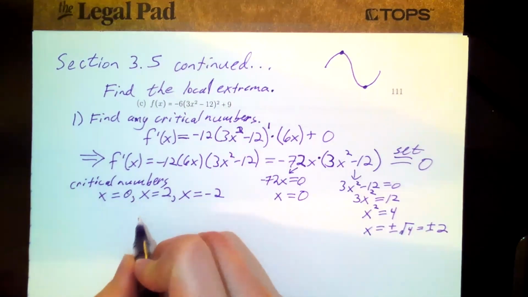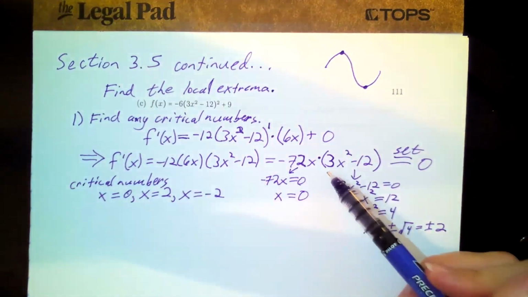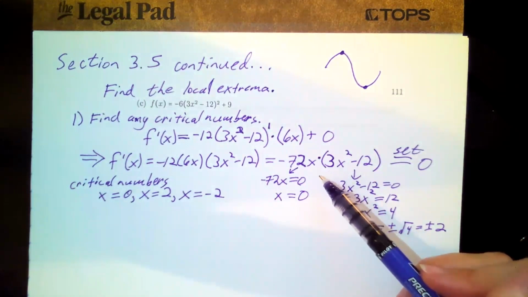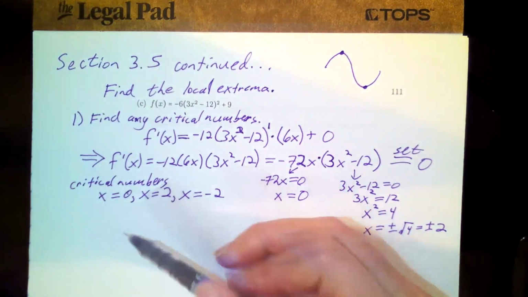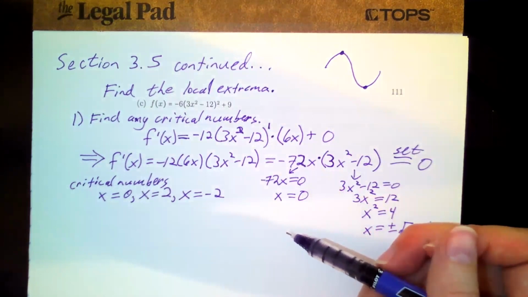Before I continue on with that, though, I do have to ask myself, when I look at the derivative, are there any domain restrictions that pop up? That's because if there was a new domain restriction that popped up in my derivative, then I would have to catalog that and put that on the number line as well. That would also be a critical number.